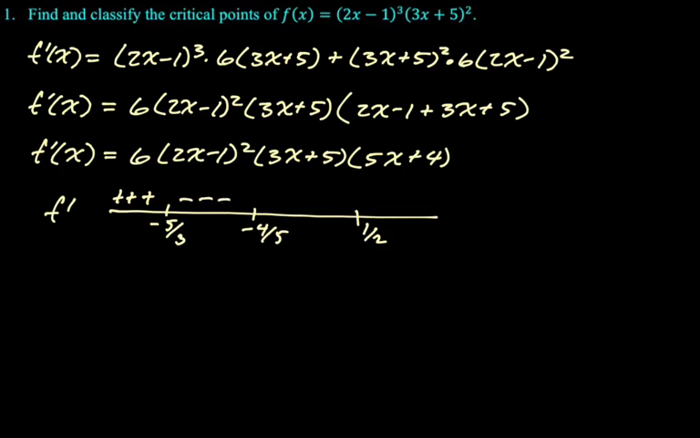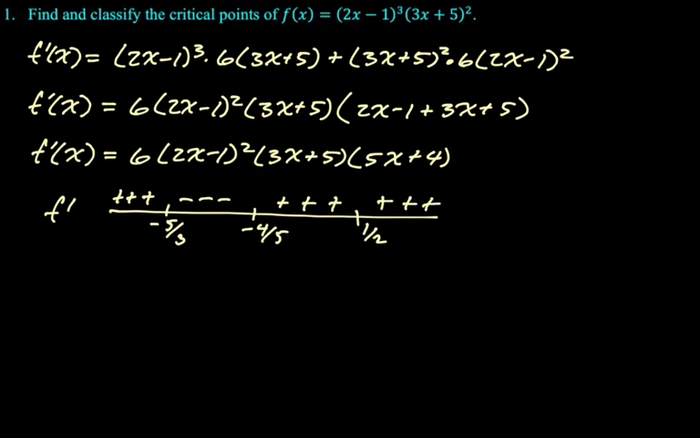Negative 4/5 comes from 5x plus 4 to the first. 1 is odd, so you're going to have a sign change. So we're at plus. 1/2 comes from 2x minus 1 squared, which 2 is even, no sign change, so you're going to stay positive. You can also just check, like plug in 1 billion, you definitely get positive.